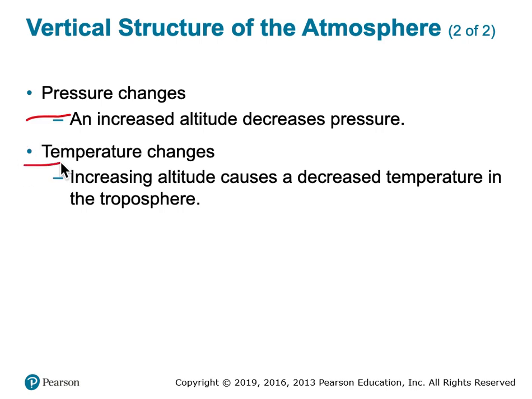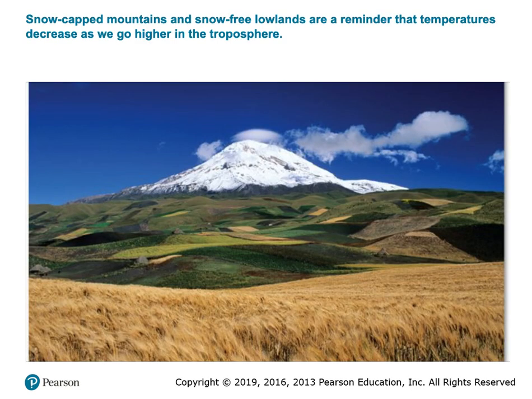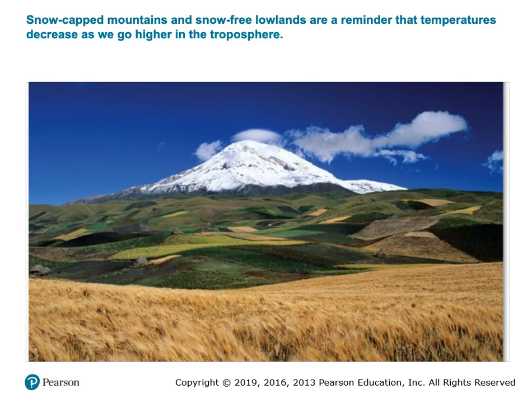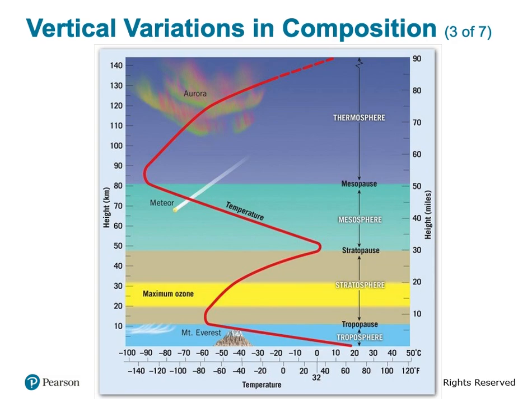And also, as we go higher in altitude in our first layer, the troposphere, we see a decreased temperature. We see this visually too when we see the mountains nearby where we live. The snow-capped mountains represent the decrease in temperature. So snow-capped mountains and snow-free lowlands are a reminder that temperatures decrease as we go higher in the troposphere. But not in every layer of the atmosphere does the temperature decrease.